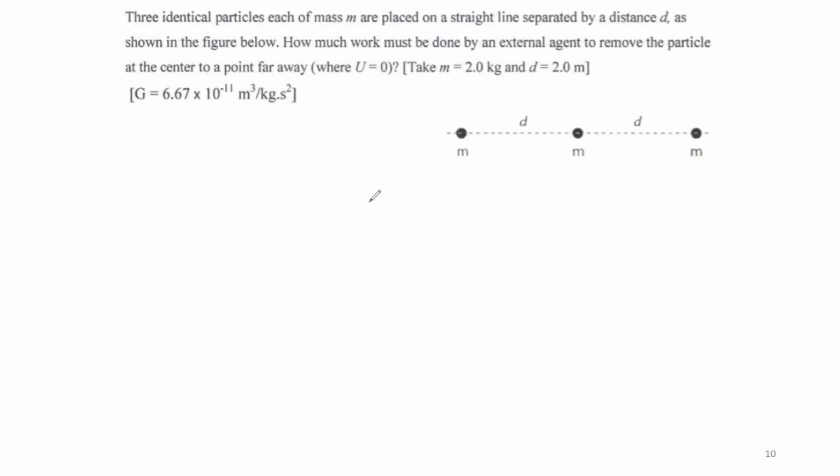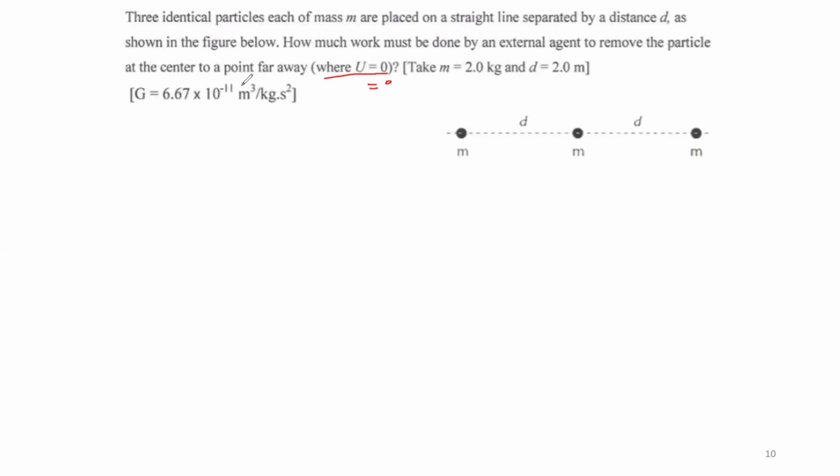So we have three identical particles placed on a straight line separated by a distance d, as shown in the figure below. How much work is done by an external agent to remove the particle at the center to a point far away? And you know that far away, U is equal to 0, because if I go to infinity, the gravitational potential energy is 0. So I give you the masses, m is equal to 2 kilograms, and distance d is 2 meters. Of course, you know what the gravitational constant is, right?